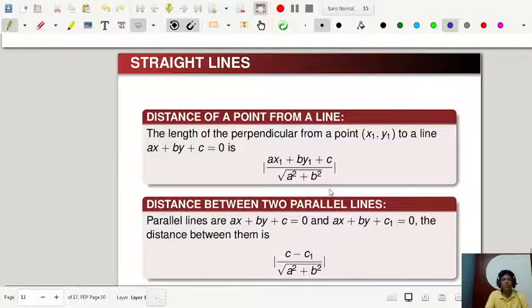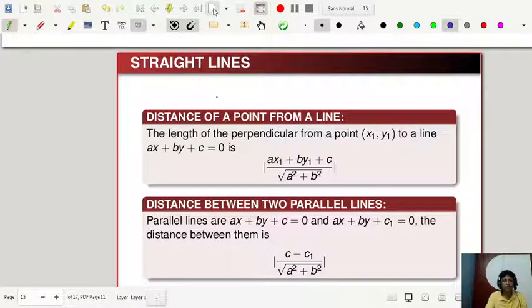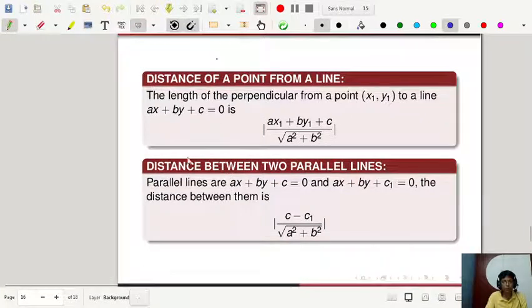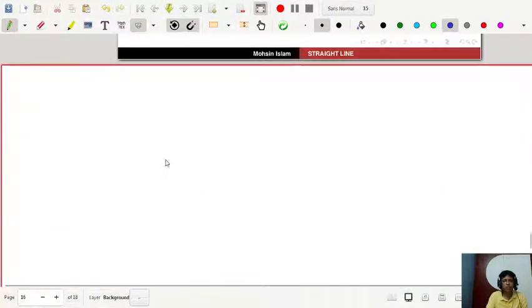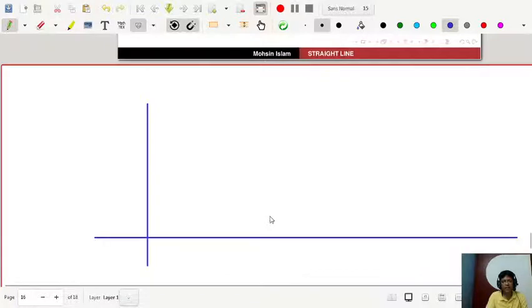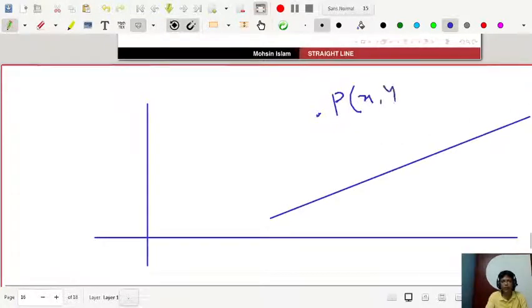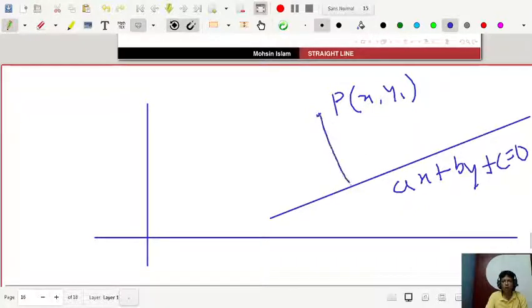Next is the distance of a point from a line. So let me discuss this. This is very simple. I'm not going to prove it; you can try to prove it because it is very simple. So you have a line like this, and you have a point P with coordinates x1, y1, and this is the line whose equation is ax plus by plus c equal to 0. You want to find the perpendicular distance d from P to that line.